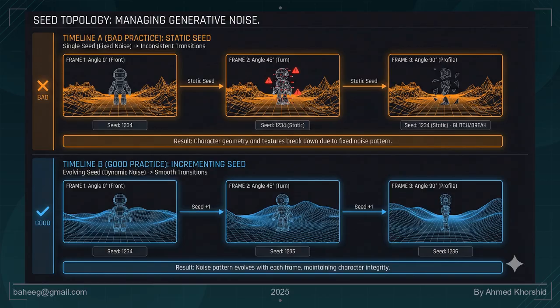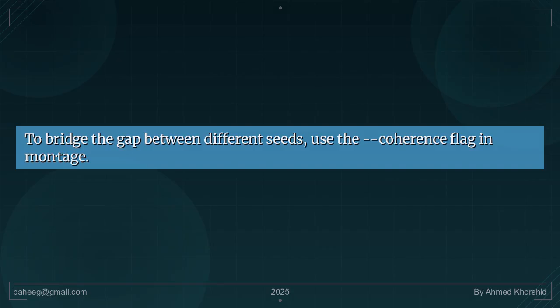Figure: extra detailed AI-ready prompt for an AI-generated diagram showing seed topology. The visual displays 2 timelines. Timeline A, bad practice, shows a static seed causing a character to glitch as they turn around. Timeline B, good practice, shows the seed number incrementing, +1, +2, as the camera angle shifts, resulting in smooth transitions. Use a wireframe landscape metaphor to represent the seed noise. Lighting: orange for bad, blue for good. Minimalist UI style.